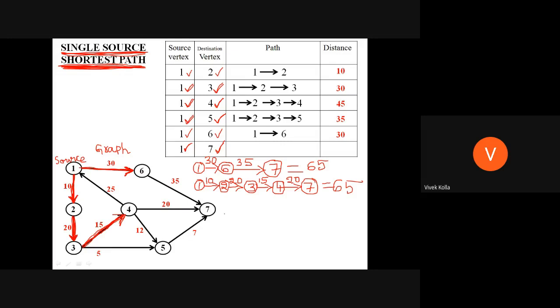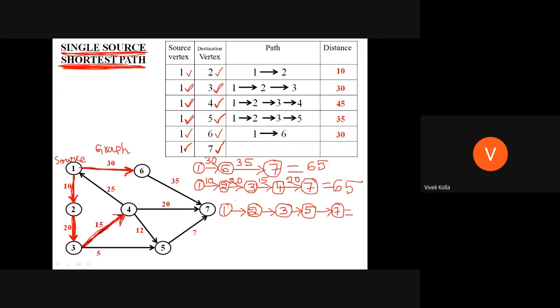So again, we have one more path, that is 1. So 1 to 2, I can move from 1 to 2. I can move from 2 to 3. From 3 to 5, I can move from 3 to 5. And from 5, I can move to 7. So this is one more path. So there are 3 paths.